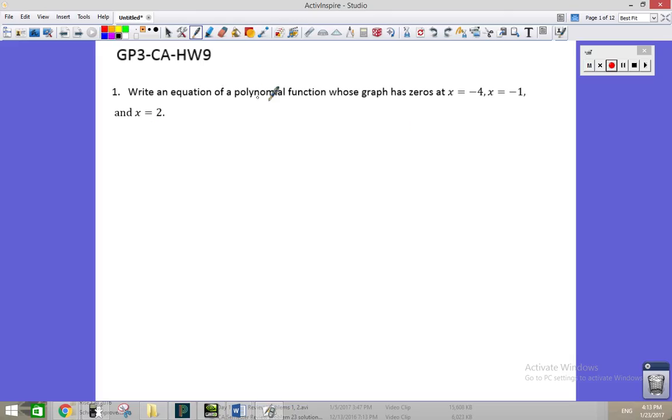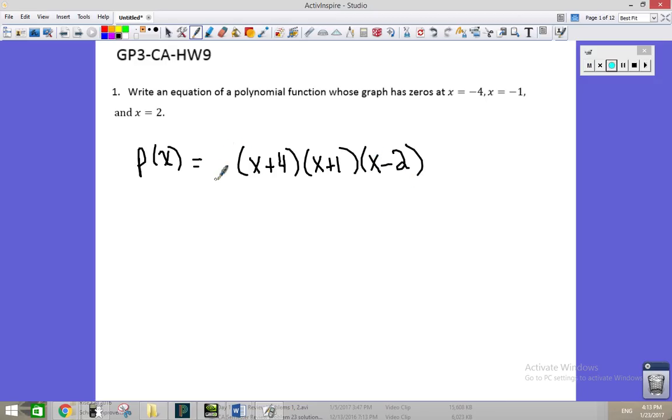It wants us to enter an equation for a polynomial function that has zeros at -4, so in factored form we'll write that as x plus 4. At -1 in factored form is x plus 1, and at x equals 2 is x minus 2. We can pick any number that we'd want as a leading coefficient. I'm just going to pick 1, and we could pick any multiplicities that we want, so I'm just going to pick minimum degrees. I'm going to leave my answer in factored form, so that's it for problem number 1.